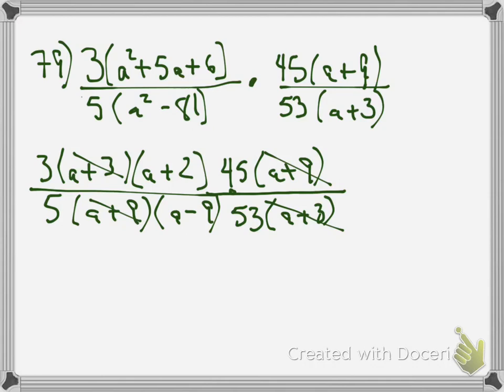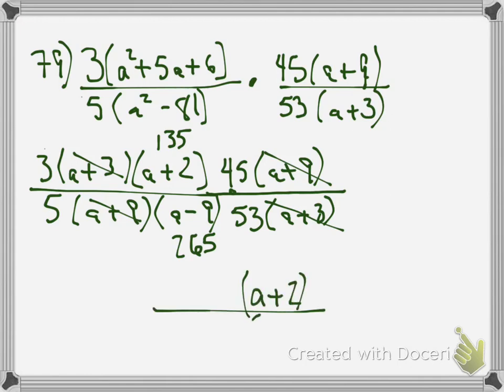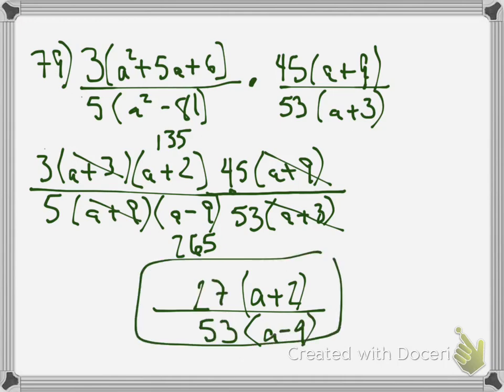Anyways, 3 times 45 is 135. 5 times 53 is 265. And then I would type those into the calculator. 135 divided by 265 is, I don't remember now, let's see what it says. 27 over 53. And there you go. So that might be something you could do. More than likely, with just the a plus 2, a minus 9, you'd probably already have the answer from the multiple choice.